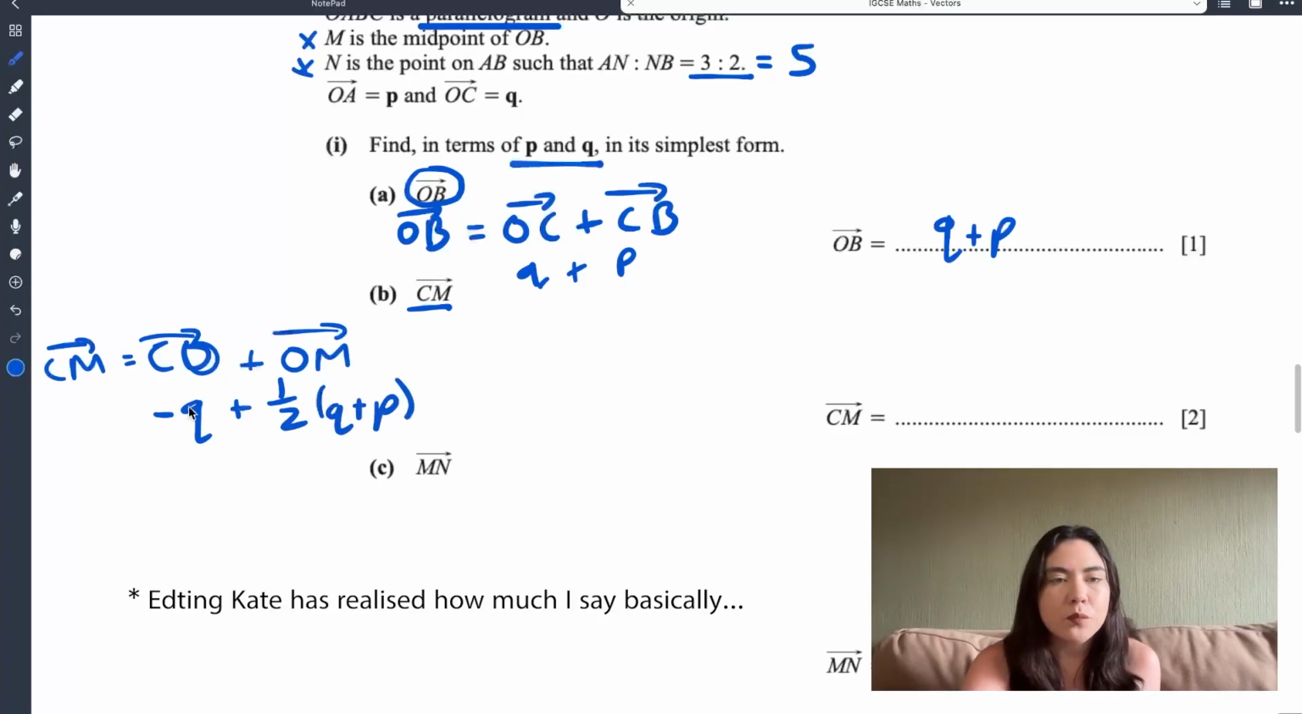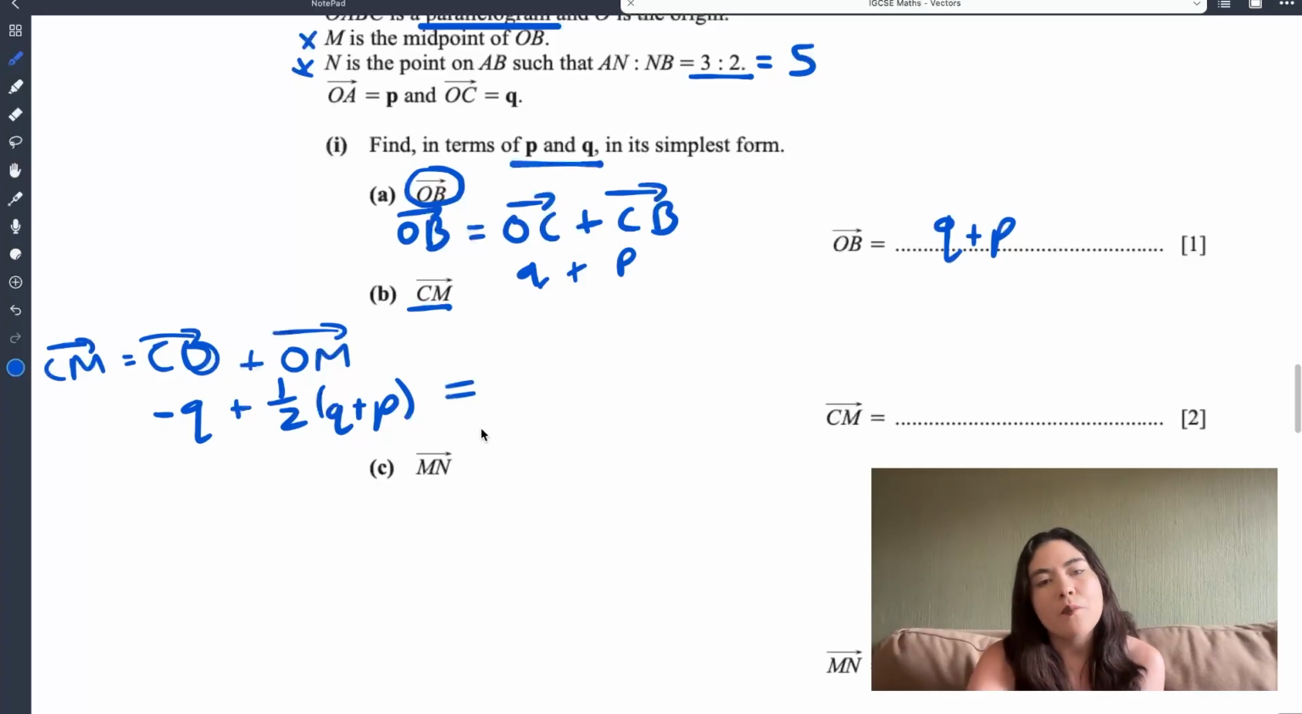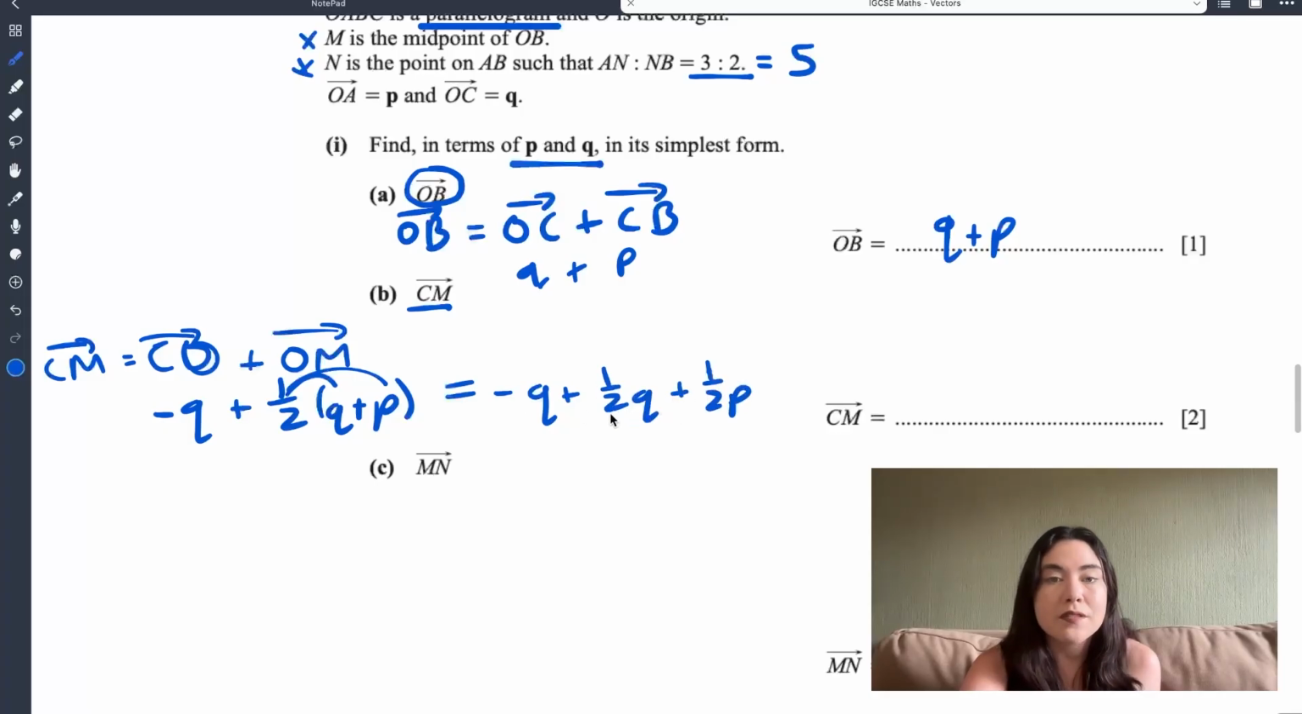So basically what we're going to do now is we are going to simplify. This is the first time we actually have to simplify because we have two Q's. So I'm going to expand my brackets and I'm basically going to say minus Q plus a half Q plus a half P. Now minus Q plus a half Q is minus a half Q. So that basically gives me minus a half Q plus a half P.